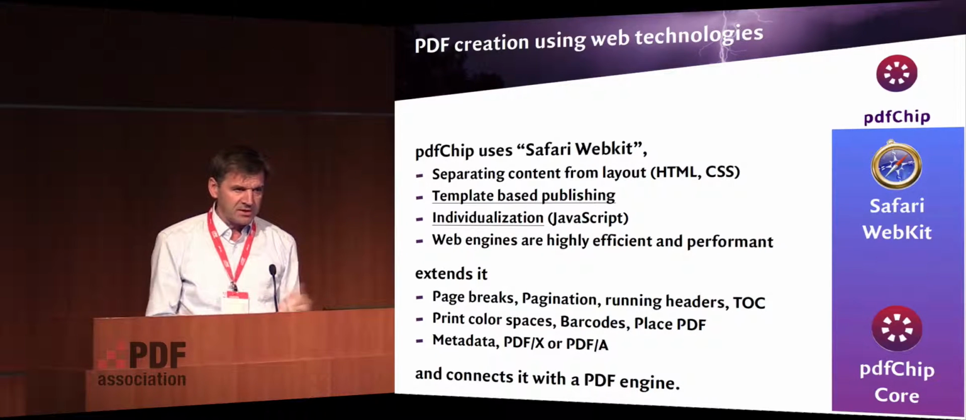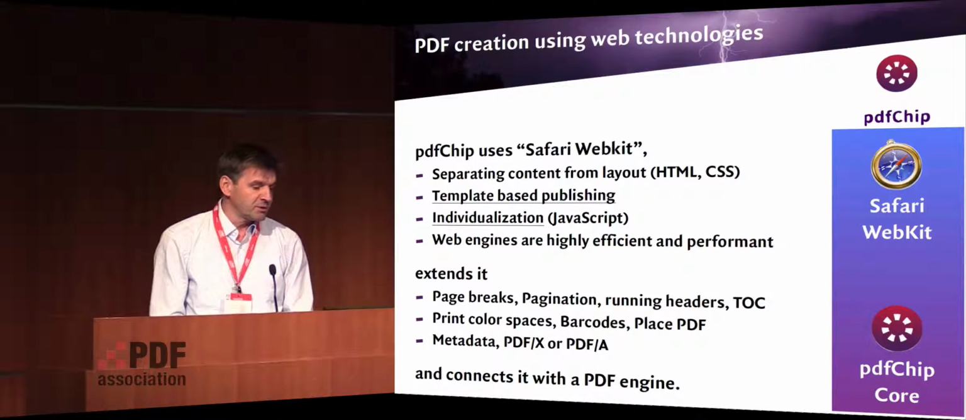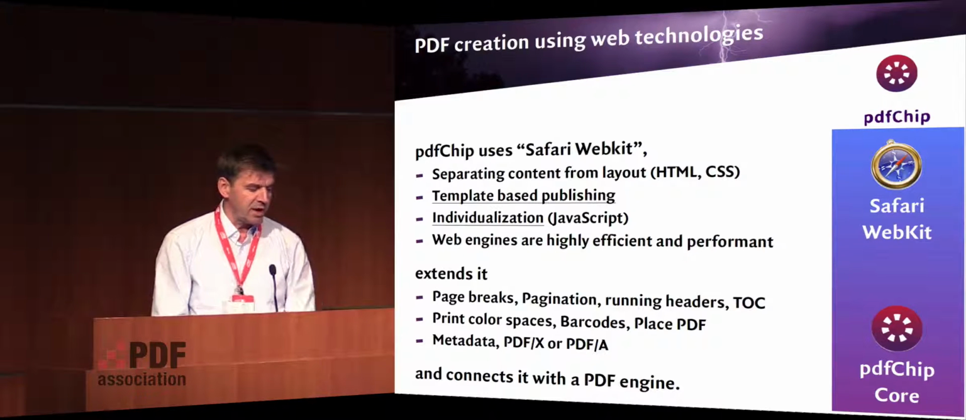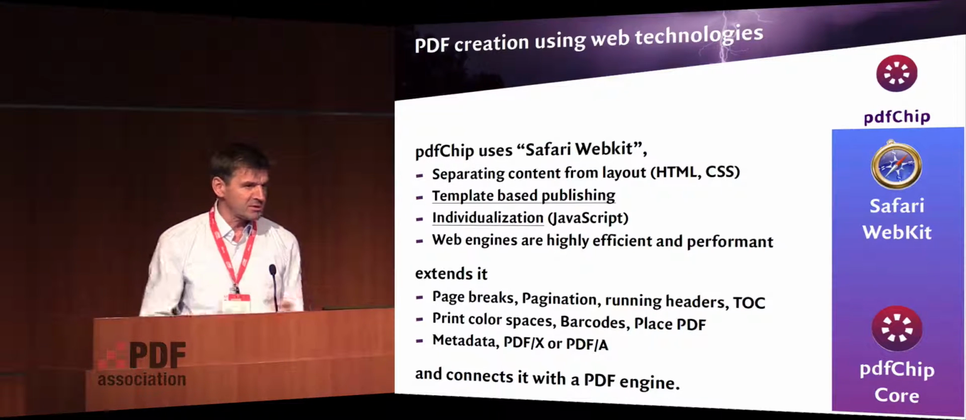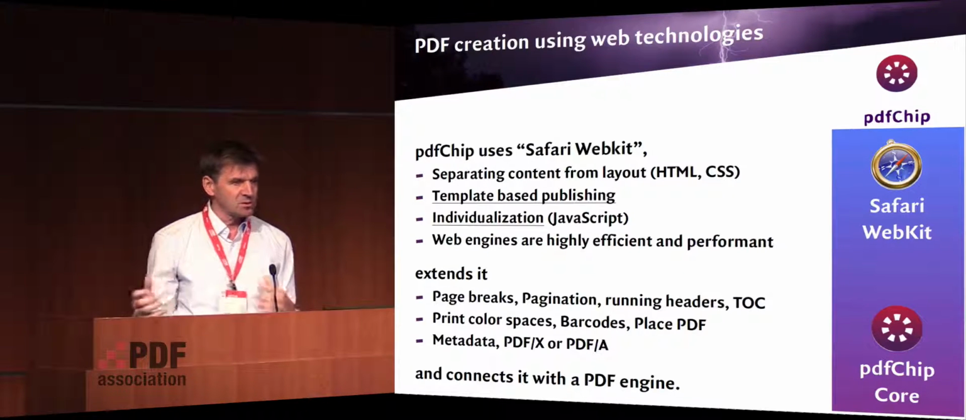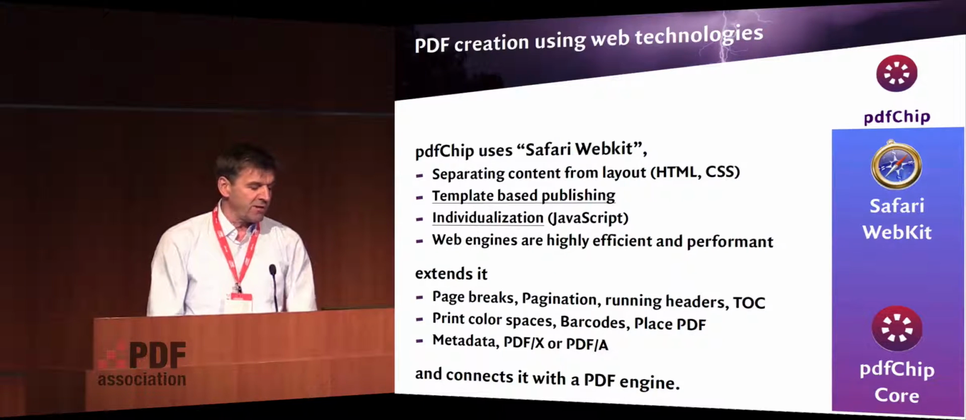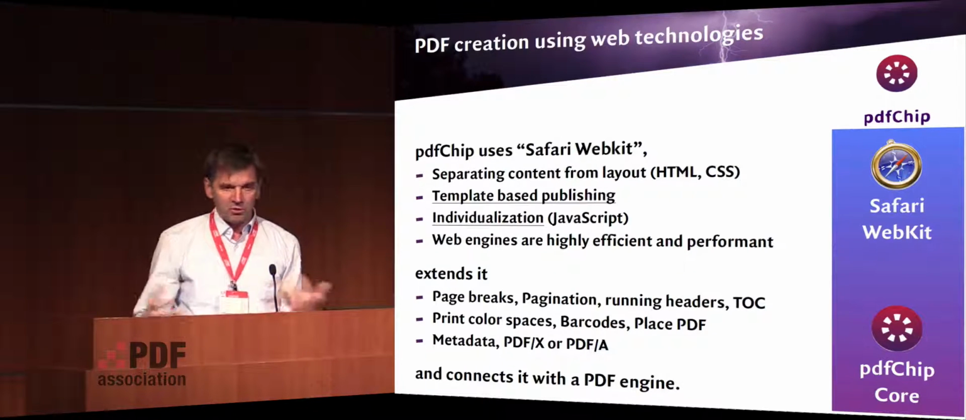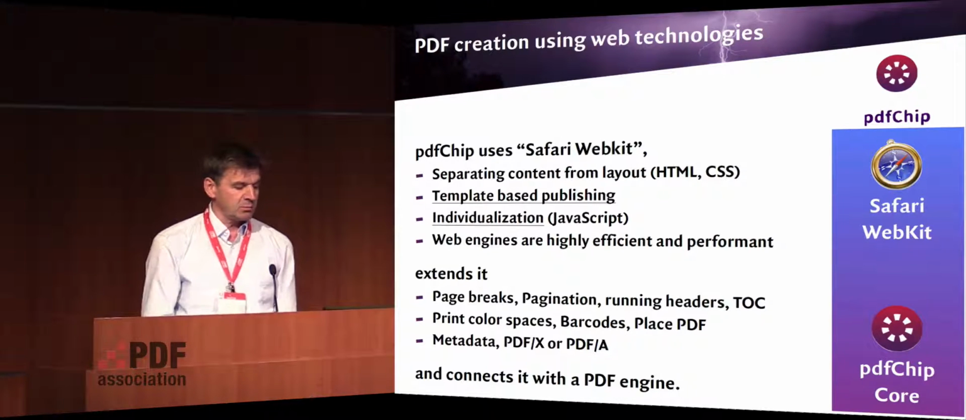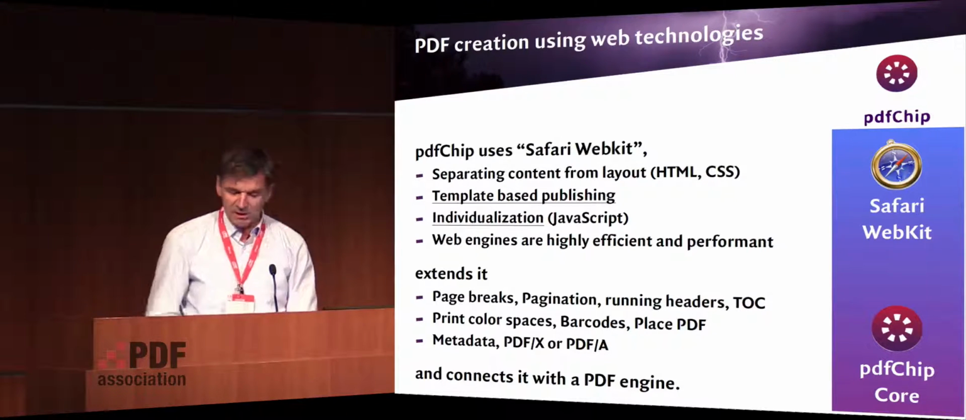But of course, if you think about PDF, not everything is something HTML allows you to do. For instance, it's not easy to have page breaks or pagination, meaning page numbers on each page, running headers. So there are several things that are missing in HTML. What we have done is add to the HTML language whatever was missing there. And then, of course, we've connected that with the PDF engine that we already had. And that is PDF Chip.